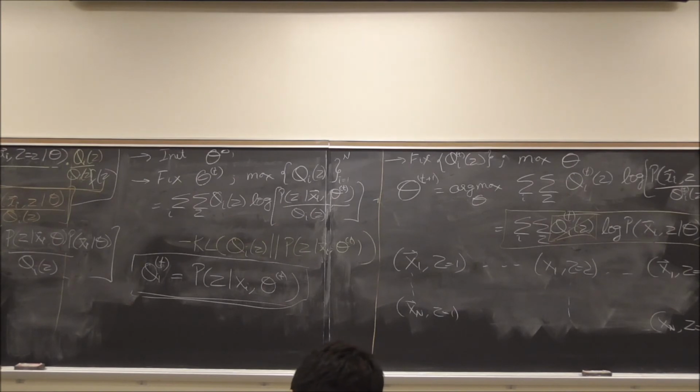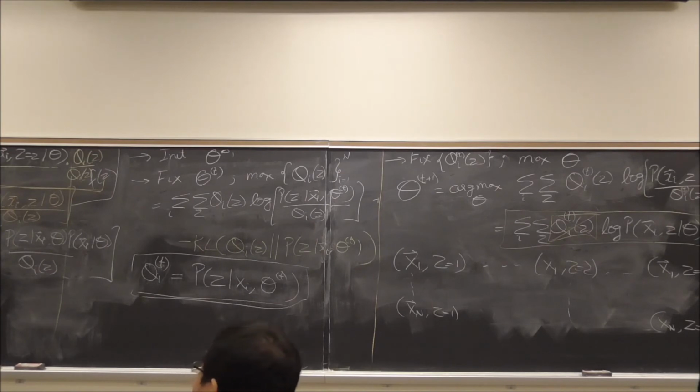The message to take away from this is, when do latent variables show up? Latent variables show up in clustering problems, in density estimation problems. Sometimes latent variables or hidden variables show up when you have missing data. Here there was a nice separation between X, which was always observed, and Z, which was always missing.